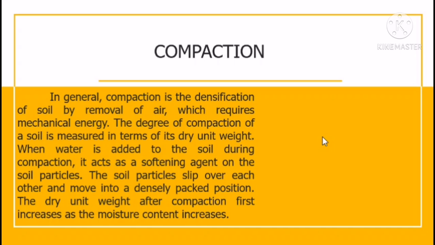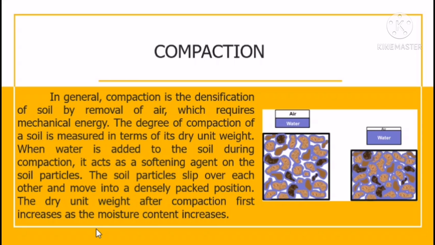Compaction, in general, is the densification of soil by removal of air, which requires mechanical energy. The degree of compaction of soil is measured in terms of its dry unit weight. When water is added to the soil during compaction, it acts as a softening agent on the soil particles. The soil particles slip over each other and move into a densely packed position. The dry unit weight after compaction first increases as the moisture content increases. So this is what happens when a soil is compacted.